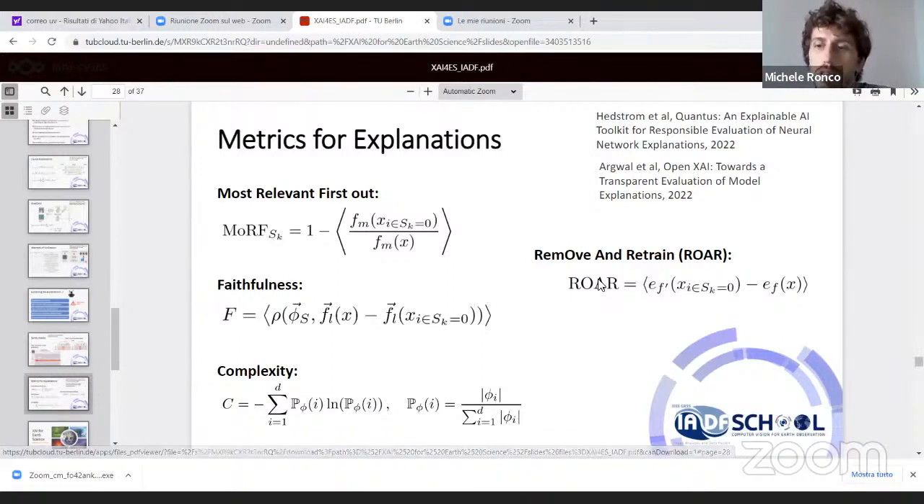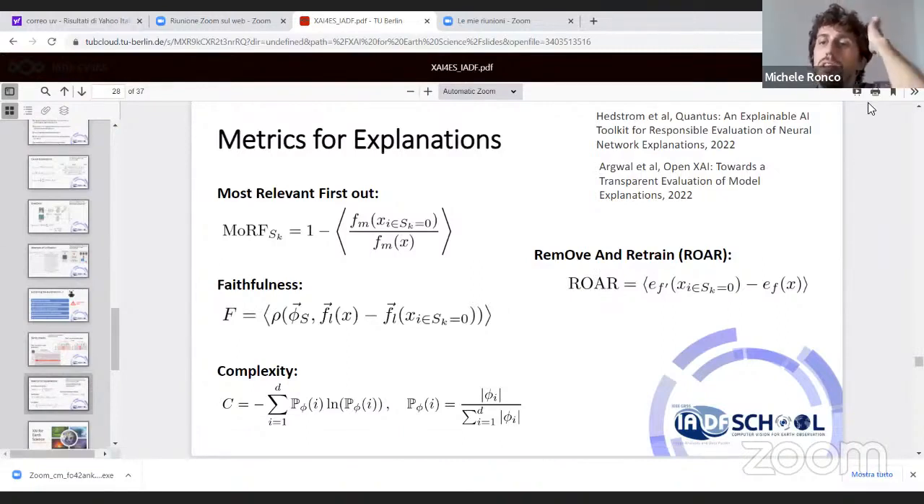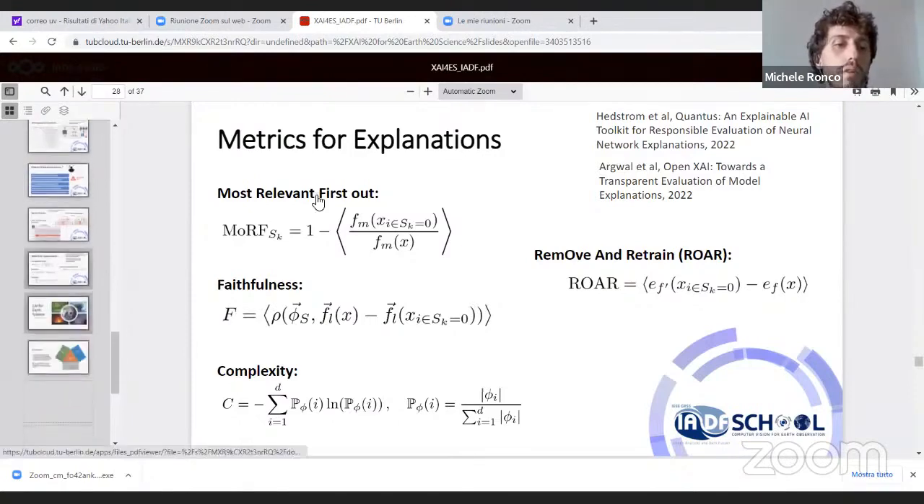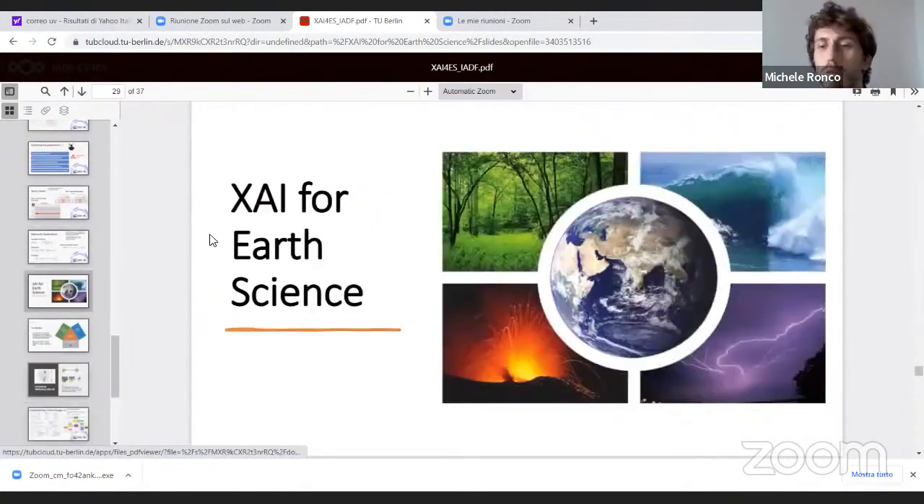Let's move to the last part of the theory part of the lesson, which tells you a bit more about the application of explainability to earth science. We have discussed different kinds of methods. I would say that all of them have been used in different works for application to earth science and different kinds of problems.